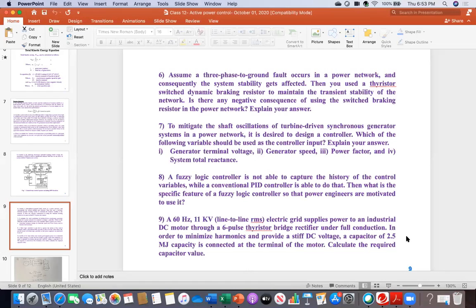So now in your note, write down this capacity, 2.5 megajoule, the capacitor's energy storage capacity. And you already wrote down the two pieces of information on the grid side. Now, based on this information, what should be the required capacitor value? Is it 0.023 farad? Yes, that is right.